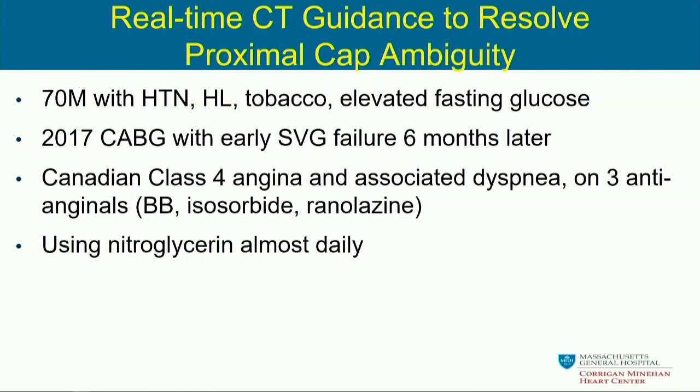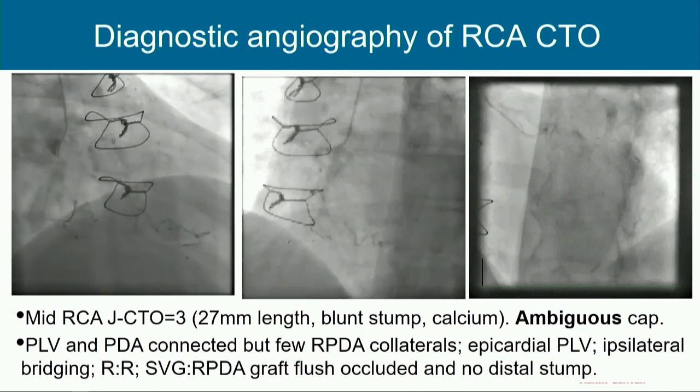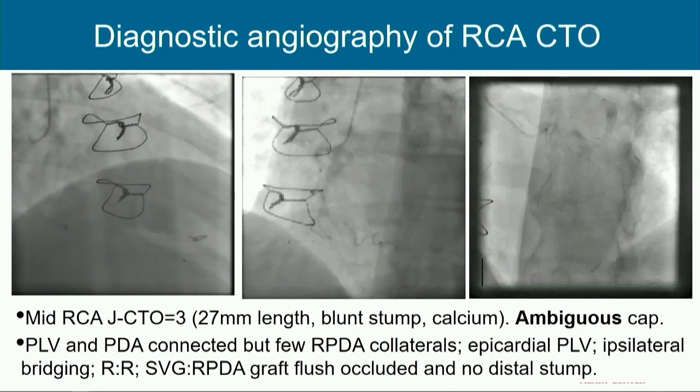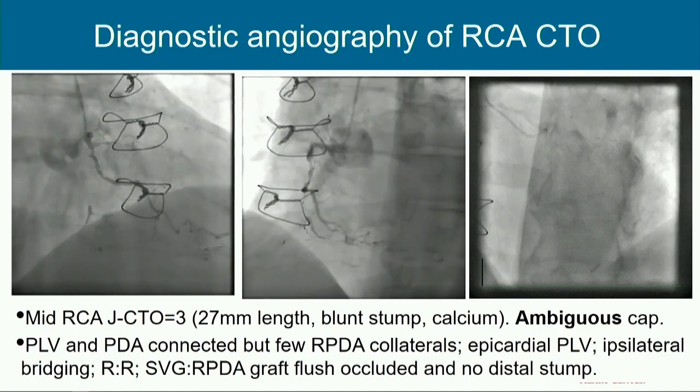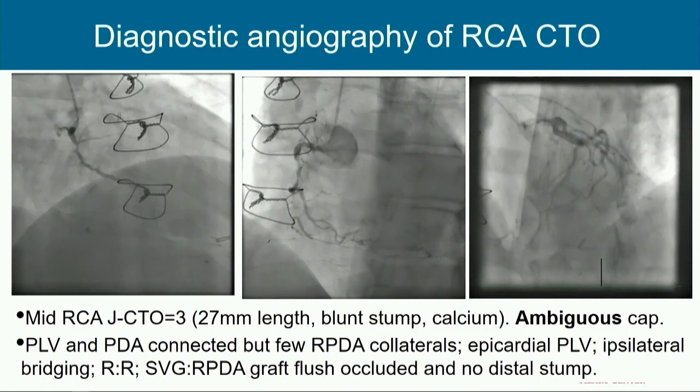In the last half, I just wanted to mention two other potential applications. We really think the proximal cap ambiguity zone is where CT guidance is going to offer some advantage. This is a gentleman who had early graft failure and severe angina, with daily nitroglycerin despite medical therapy. He had an ambiguous mid-right total occlusion. You can see here on the left side an RV marginal coming off, a good side branch, but where does the actual mid-right come off itself? That's hard to see.